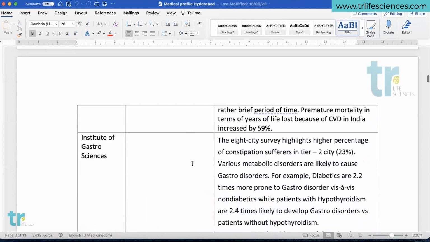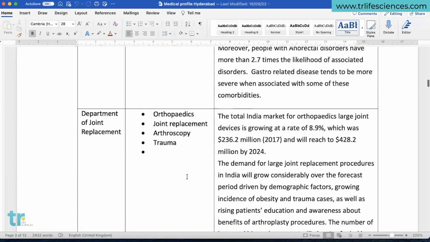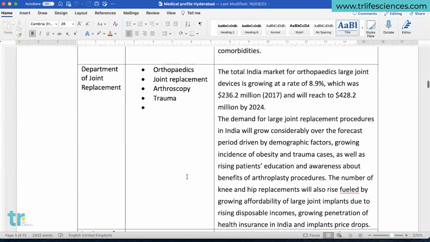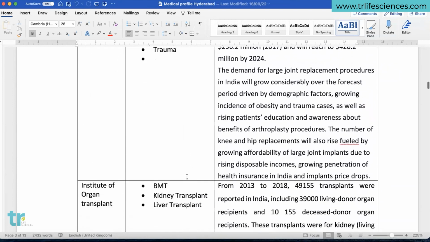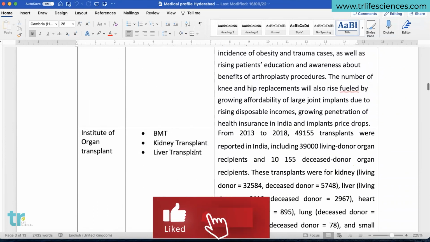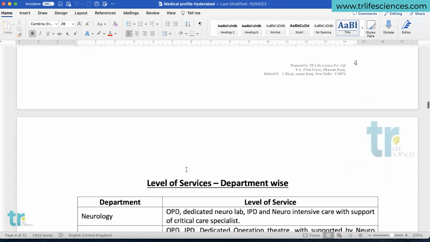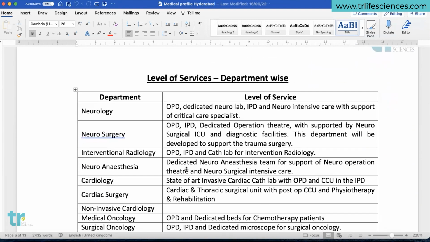Next is the Institute of Gastrosciences. Then joint replacement is also there. Since this is a 400-bedded hospital, it is a big setup, so there are multiple departments and multiple specialties. The next one is organ transplant: bone marrow transplant, kidney, liver. Then the next step is defining the level of services department-wise.